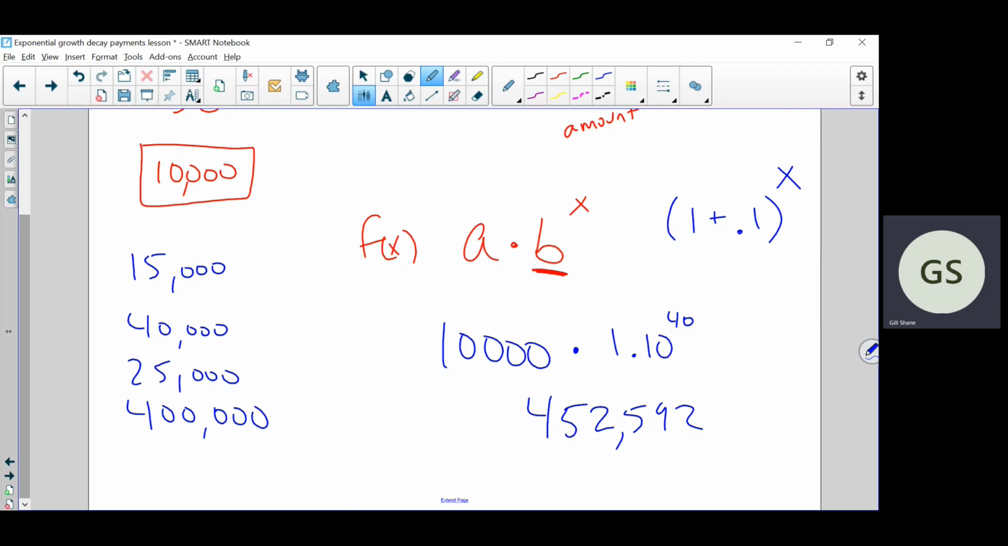But still, my math is not adding up. How would you do that? You can't do it easily on your calculator. Well, you could, but it'd take you a long time. You'd have to take 1.1 and multiply 1.1 times itself 40 times, then multiply that times 10,000. That takes way too much, so that's why I did it on this.